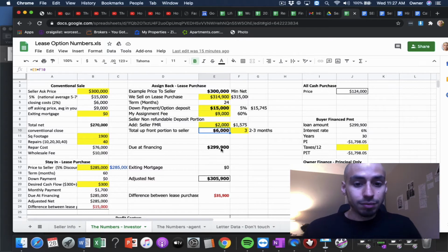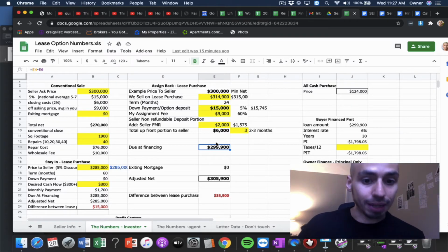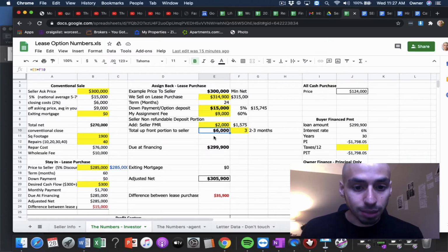All right, so that leaves a due-out financing at $299.9, right? So the seller's getting $6,000 up front. The buyer price is $314.9. They put down $15. That leaves this much remaining at financing once they're ready to get qualified with a bank. All right, and so this is what the seller's going to get. They've already collected $6,000 up front, so that leaves them a total net of $305.